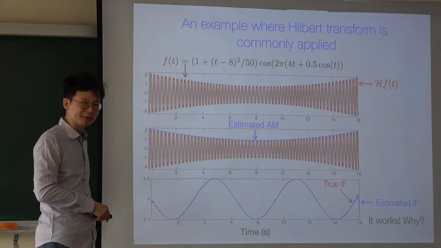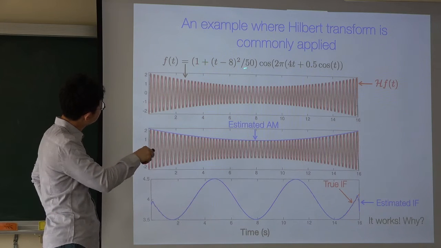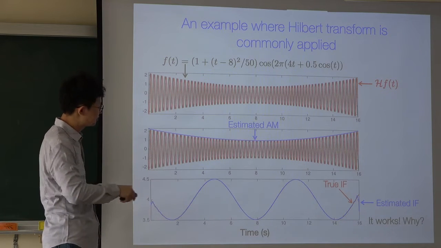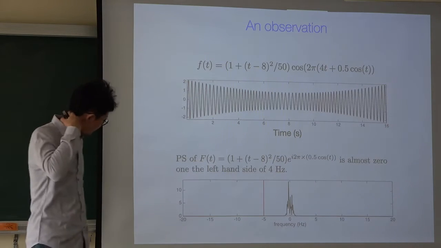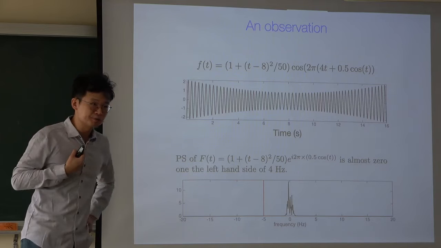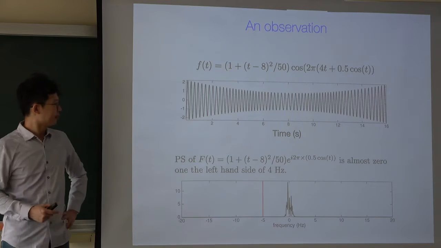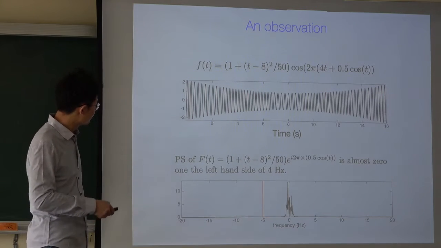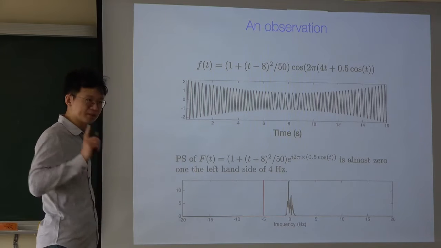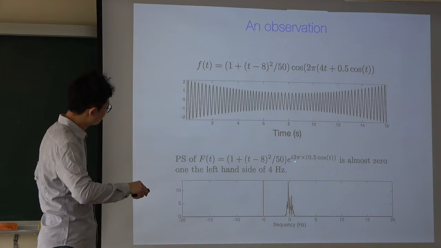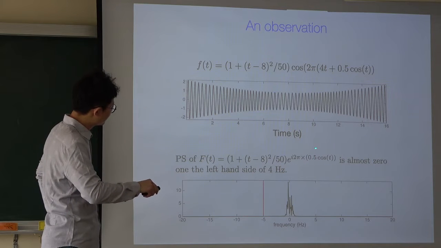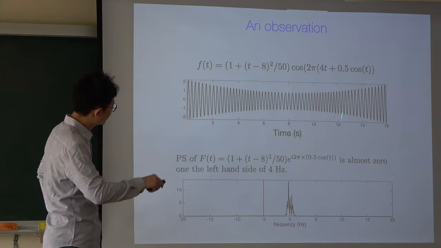Unlike the previous examples, we can get the amplitude modulation function and instantaneous frequency. And why so? There's a very interesting observation which will lead to the main theory I will discuss today. So this is a signal, and now you focus on exponential 2 pi, but this is 0.5 cosine t, this part.